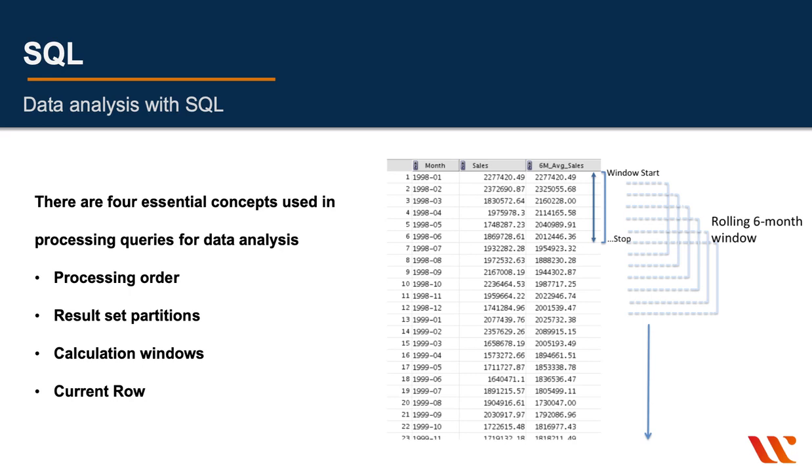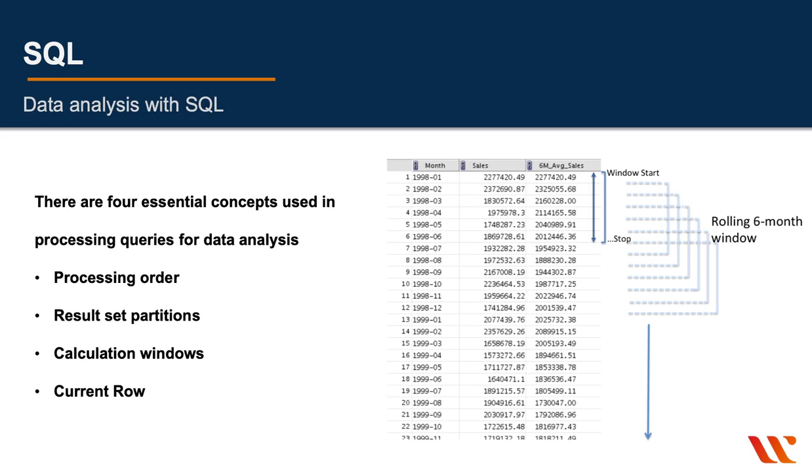The window sizes can be based on either a physical number of rows or a logical interval, such as time. The window has a starting row and an ending row, and depending on its definition, the window may move at one or both ends. So for example, here we have a rolling 6-month window with the window start and window stop, and this shows the concept of a rolling window for calculating the moving average. So we'll see all this in detail in a bit.